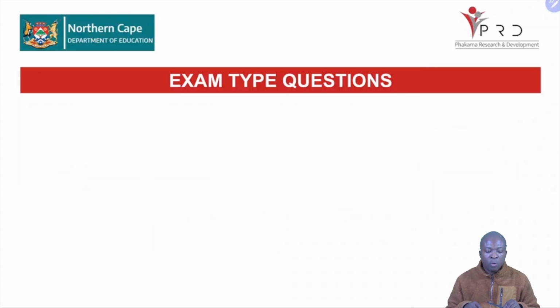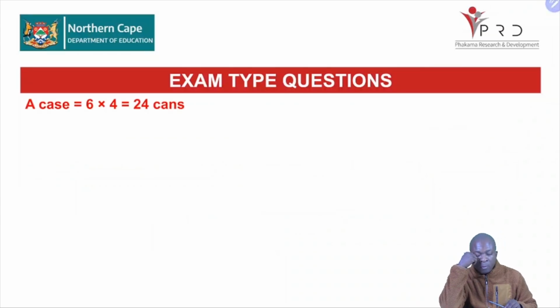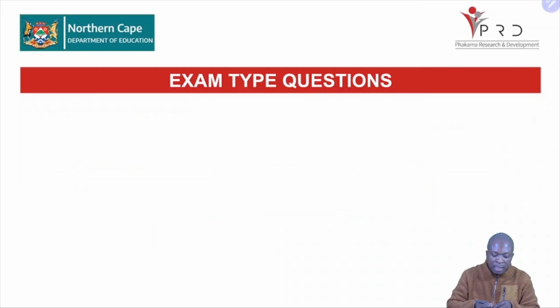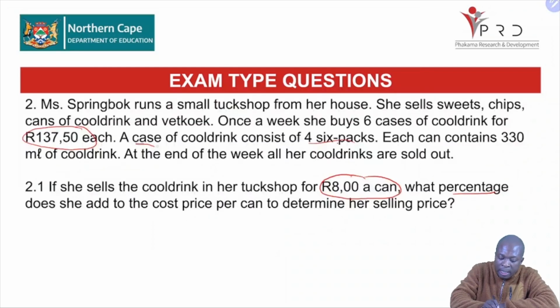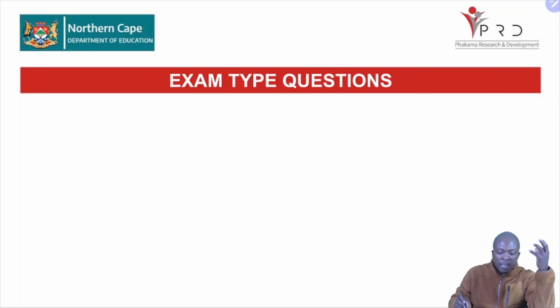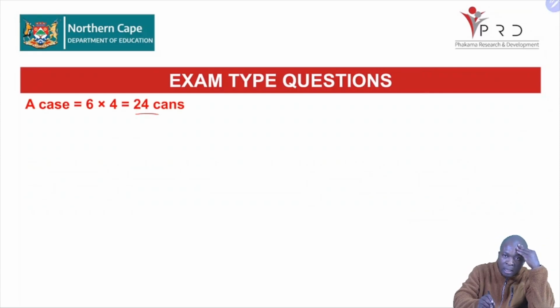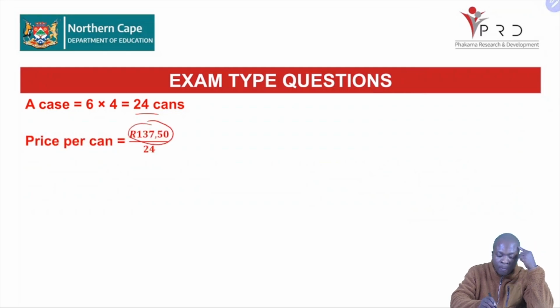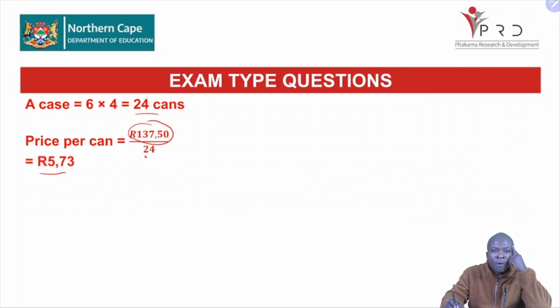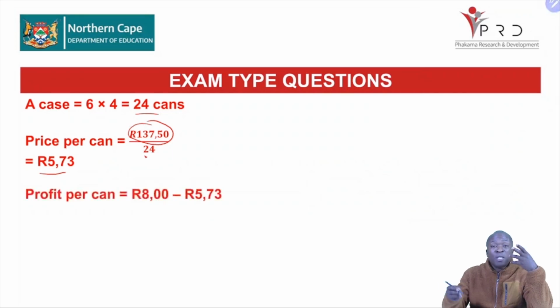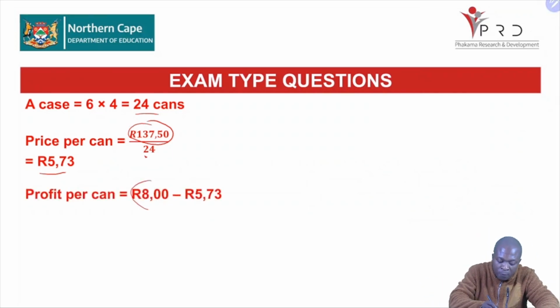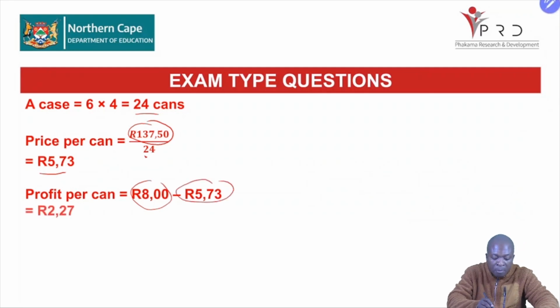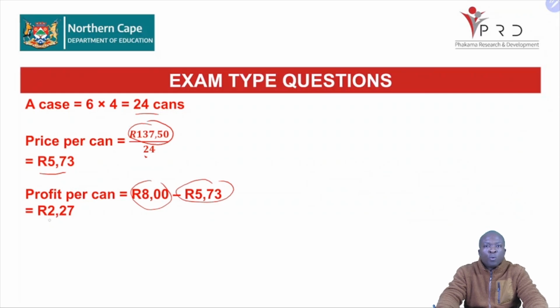Welcome back, learners. So this is how you're supposed to check. Remember a can. Let's go back so that you can see again. A case of cold drink consists of 4 of 6 packs. So 6 packs times 4, that gives us 24 cans in it. Now, we've paid 137.50 for the 24 cans. So it means we bought each one for 5.73 rand. So how much profit did we make? Since we are selling it for 8 rand, let's subtract how much we bought it for. Meaning each one we got a profit of 2.27 rand.